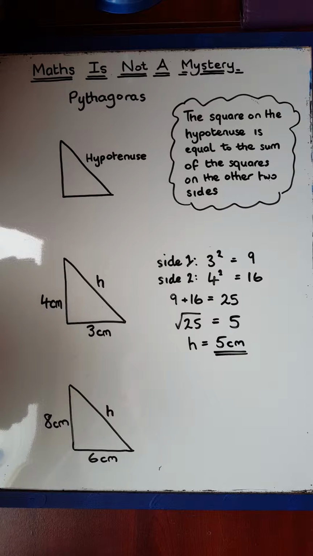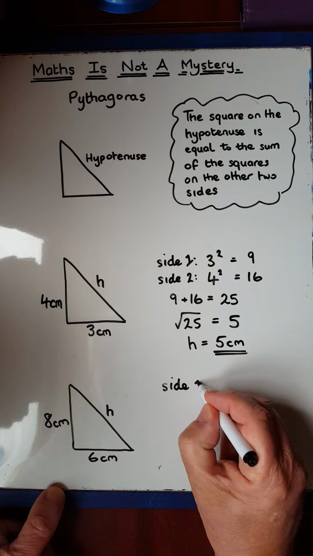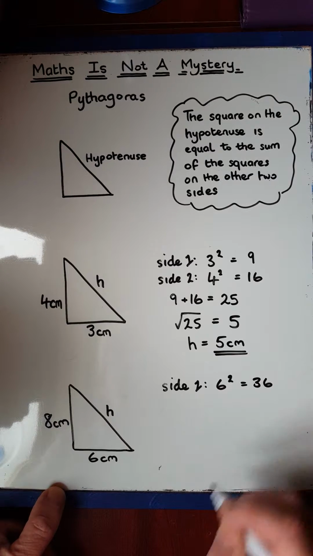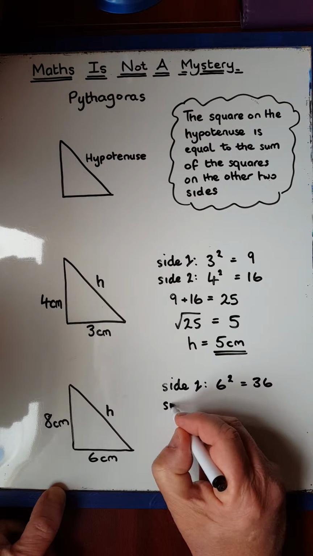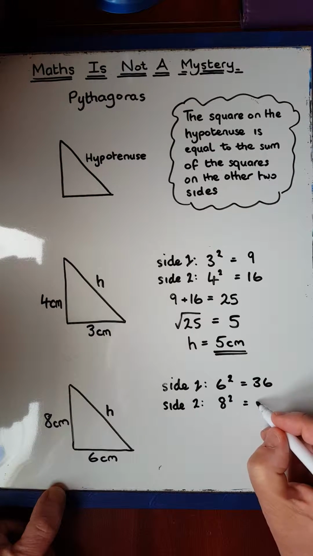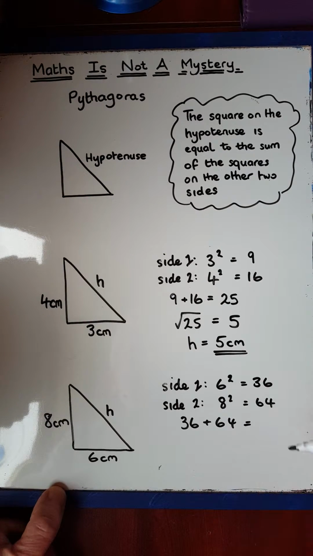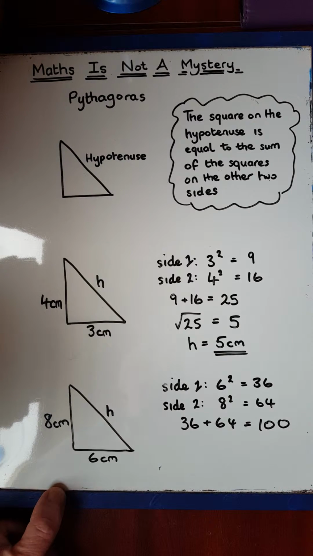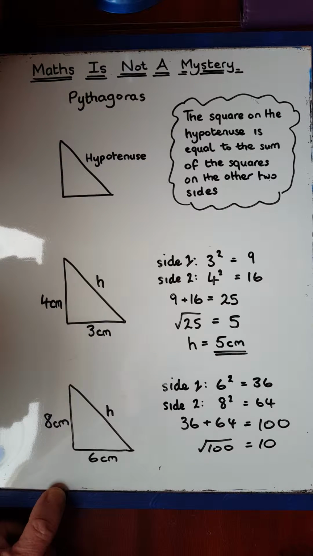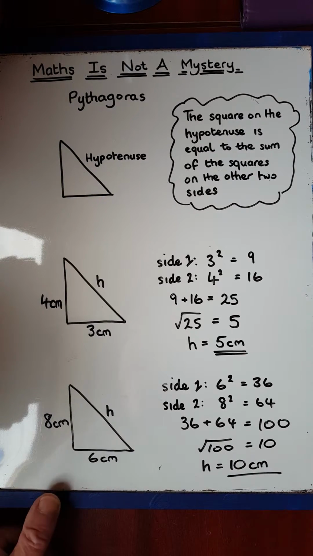Here's another one that you can do in your head. So side 1 this time, I'm going to say it's the 6 centimetre one. 6 squared, 6 sixes are 36. The second side, side 2, is 8 centimetres. 8 squared, 8 eights are 64. 36 plus 64 now. Add them together. 36 plus 64 make 100. The square root of 100 is 10. So H this time is 10 centimetres.